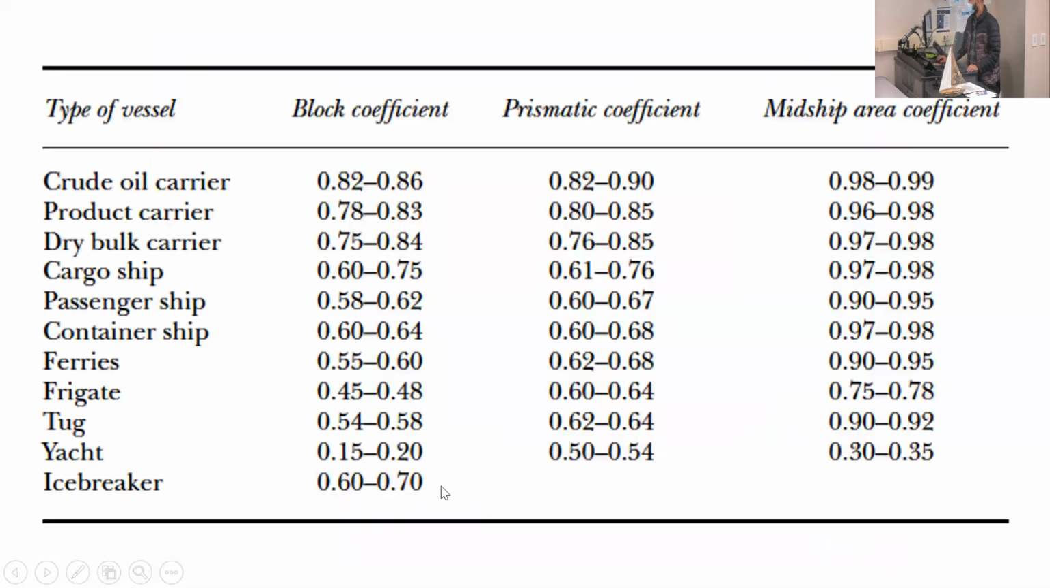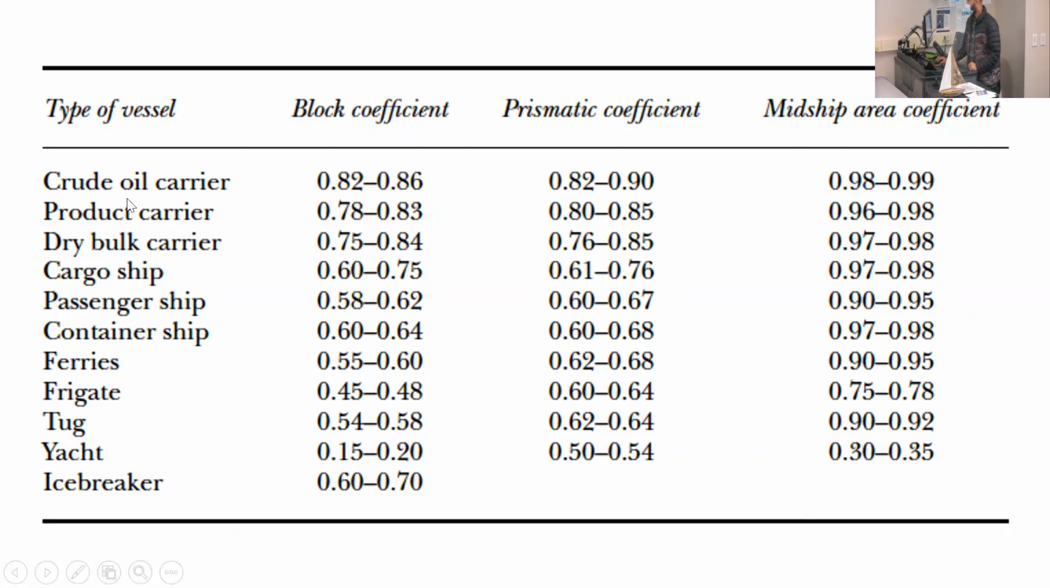All right, so look at this yacht, the numbers for the yacht. Block coefficient is 15% to 20%. Does it make sense? It's a very fine, slender hull. So fine, that's why it's very small. Prismatic coefficient is also the smallest. Midship area. All the coefficients are smaller because it's a fine hull.